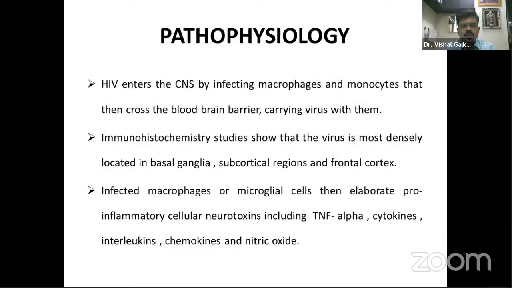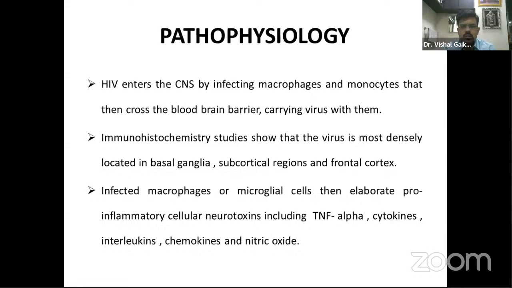To discuss pathophysiology, HIV can affect the central nervous system in both direct and indirect ways. By direct ways, it can infect the macrophages and monocytes, which enter through the already damaged blood-brain barrier and carry the virus with them. The most common locations for the virus are the basal ganglia, subcortical regions, and the frontal cortex. And that's why the manifestations will be accordingly.